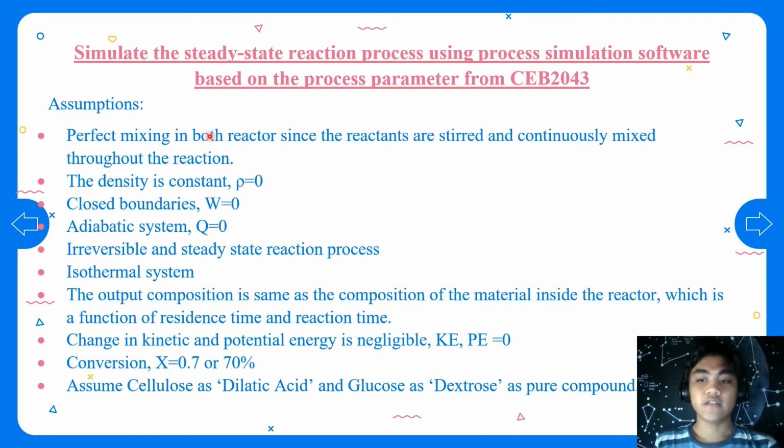Next, by using data from reaction engineering, we are required to simulate the steady-state reaction process using Aspen HYSYS simulation software. This is the set of assumptions made in order to simplify the reaction further. We also assume that since there are no cellulose and glucose in HYSYS, we substitute them with dielectric acid and dextrose respectively since they have the same chemical formula.